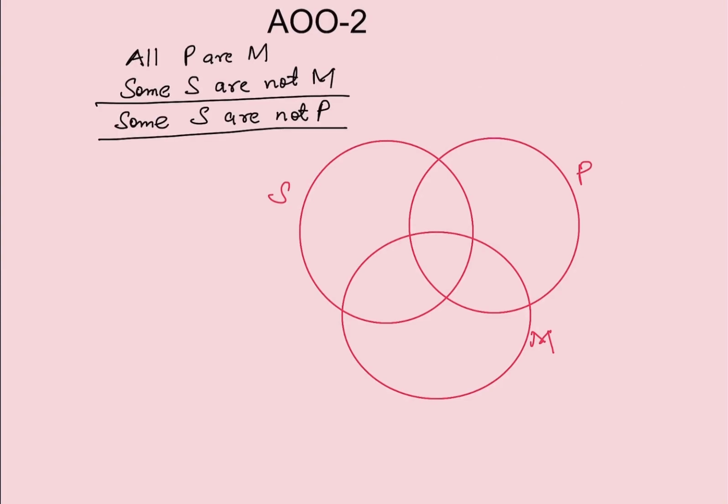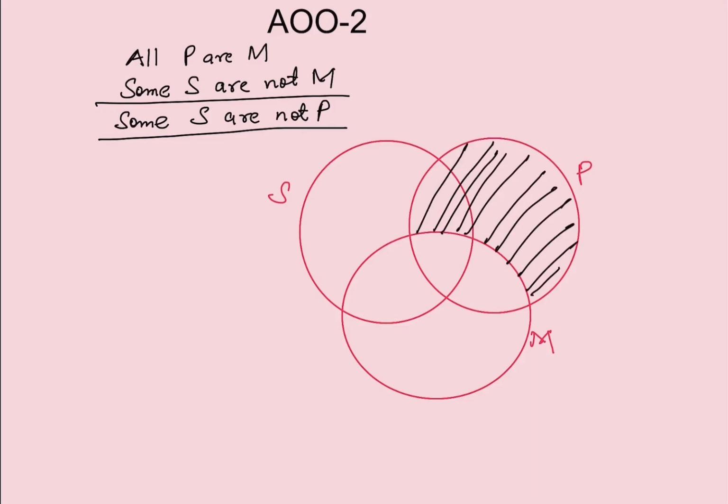In the next case, AOO. So again, second figure, I've already done the figure. M का position check करना है. So let's see all P are M. Now all P are M में again ये पूरा part आपका shade हो जाएगा. So आप लोग और अच्छे से कर सकते हो. I'm not able to do it.